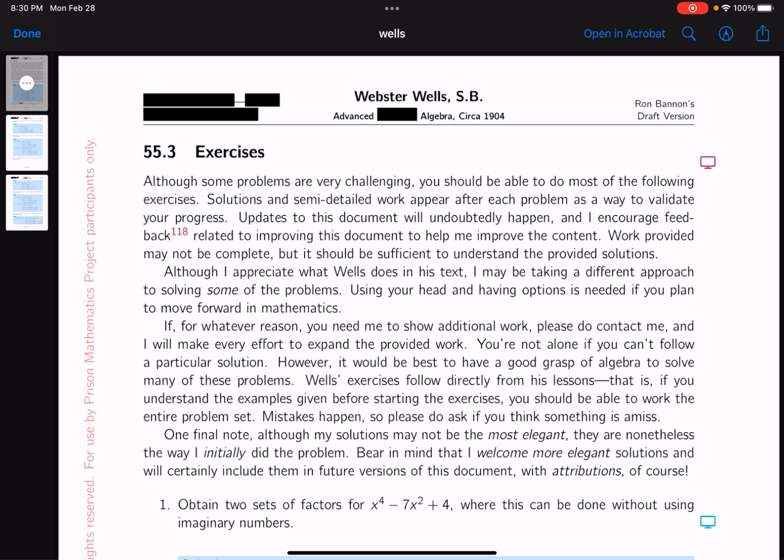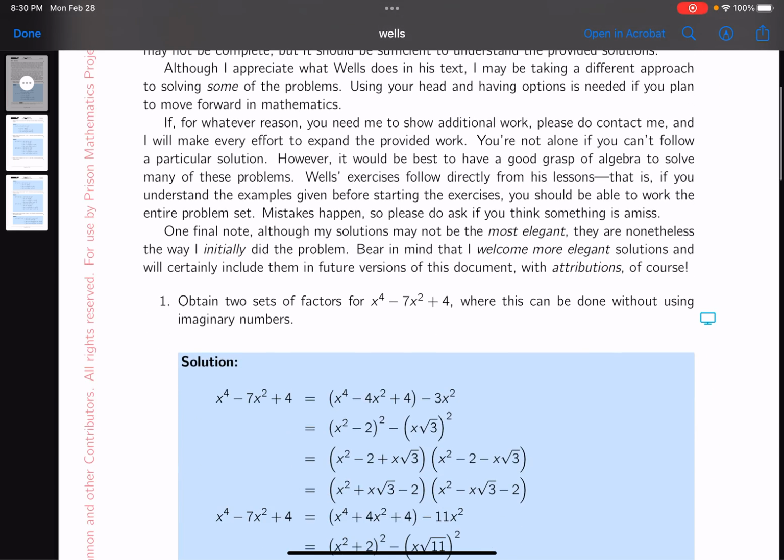Okay, we're in 55.3 exercises, and here the instruction says obtain two sets of factors for x⁴ minus 7x² plus 4, where this can be done without using imaginary numbers. So, my claim about this is that you might be confused by the question, and certainly I think a lot of modern students would be confused by the question.